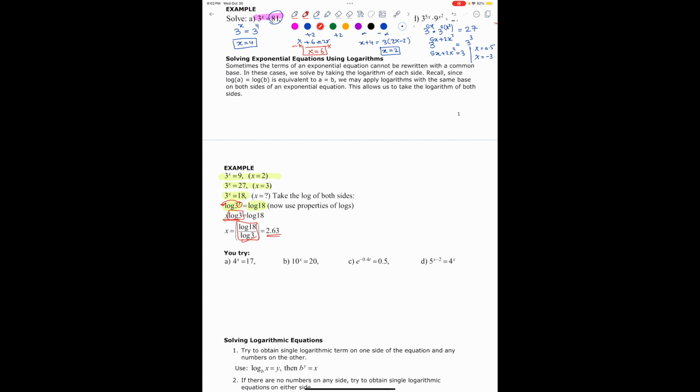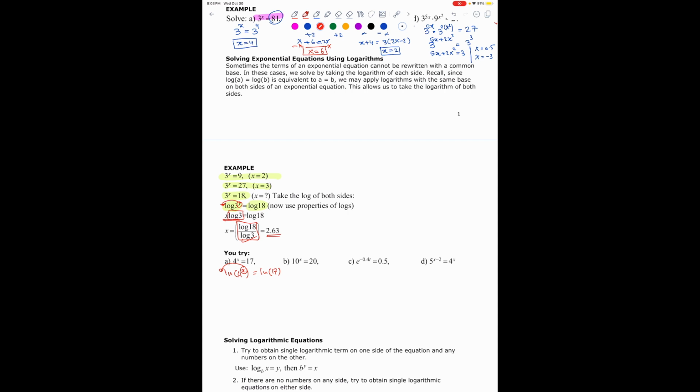Let's try some of these questions. So we have 4 to the x power is equal to 17. Again, we cannot convert 17 into a base of 4 raised to some power. So we're going to take the natural logarithm of both sides. Again, you can take the common logarithm or the natural logarithm. So we're going to take the natural logarithm of 4 to the x power equals the natural logarithm of 17. The power is going to come down.